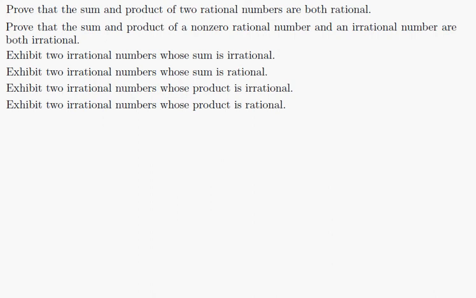Let's talk about various sums and products when using either irrational or rational numbers, or possibly both. First, we're going to prove that the sum and the product of two rational numbers are both rational. So let x be equal to a over b, and let y be equal to c over d, where a, b, c, and d are all integers.